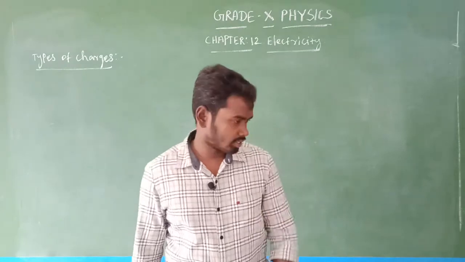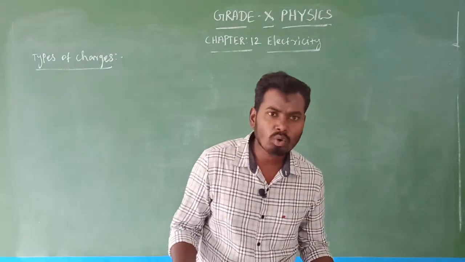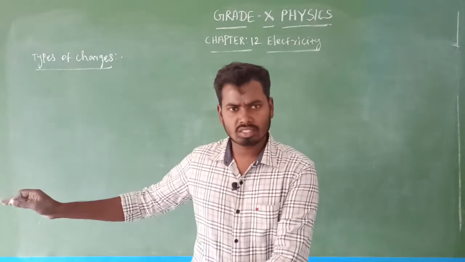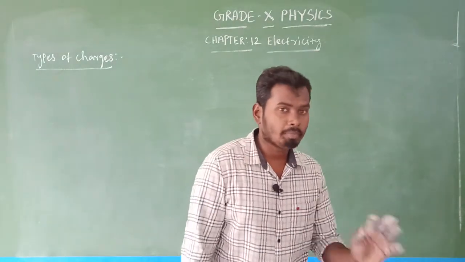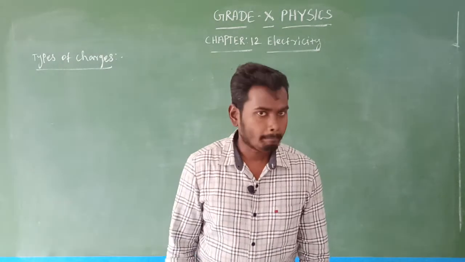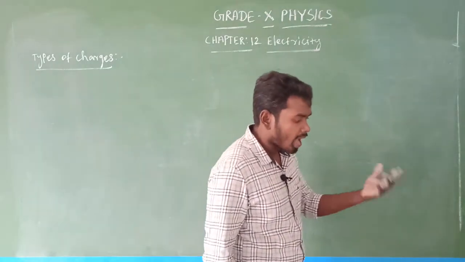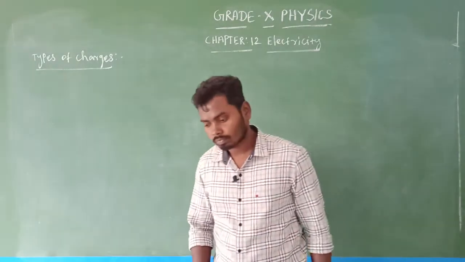Is it clear? Yes. So already we know the neutron doesn't have any charge. It has only neutral charge, but the proton has positive charge, and the electron has a negative charge. Okay, so it has been found experimentally.